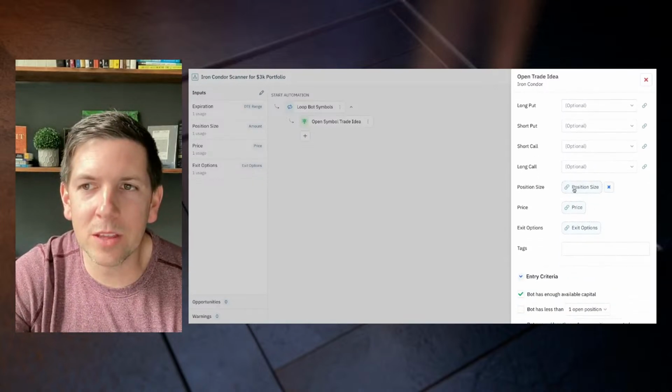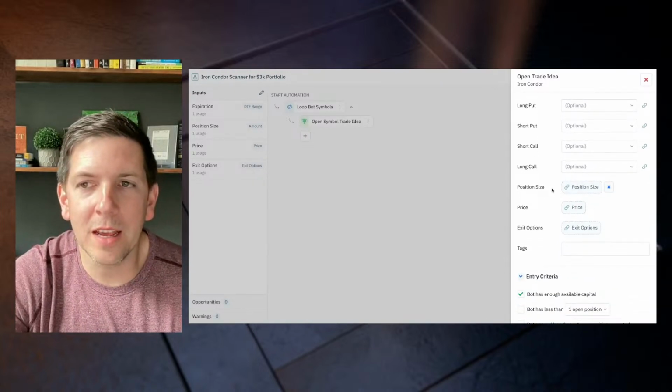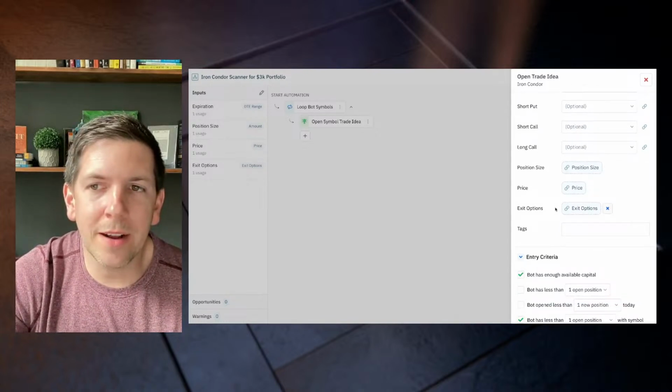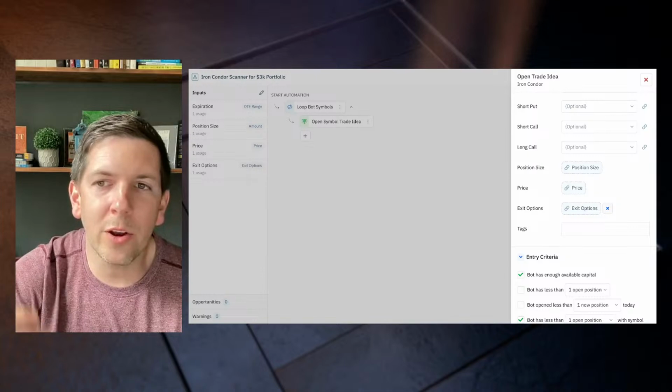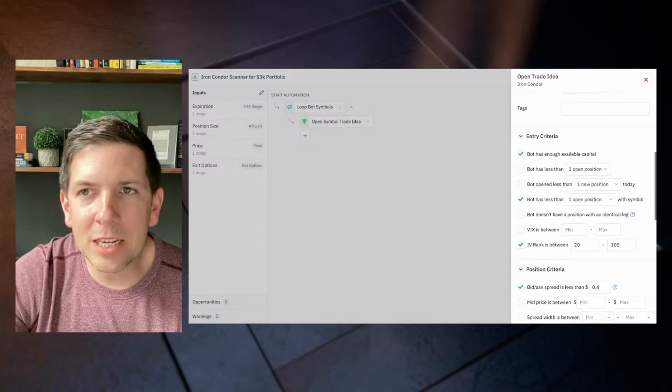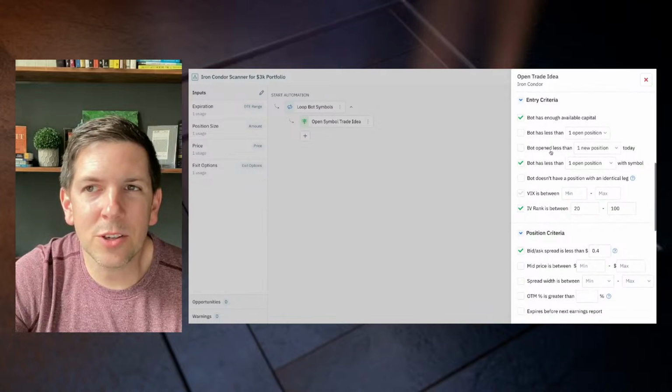Then down here, we tell it the position size, which I'll show you here in a second. We tell the bot how to price the strategy, and then we preset our exit options. So we basically tell the bot, look, this is how you would exit a position if you want to. But in the entry criteria, this is where it gets really fun. This is just like a checklist.